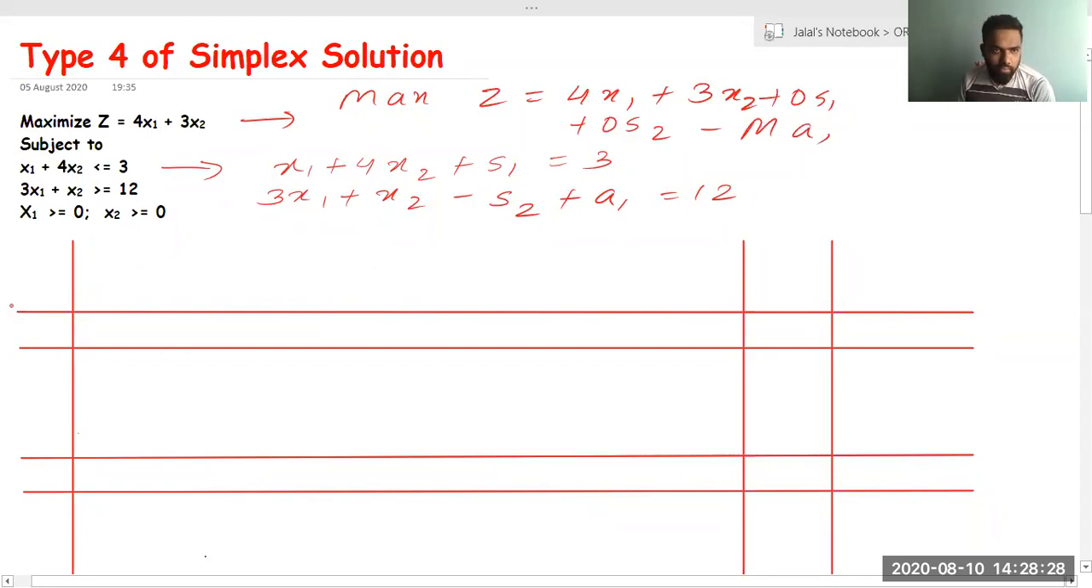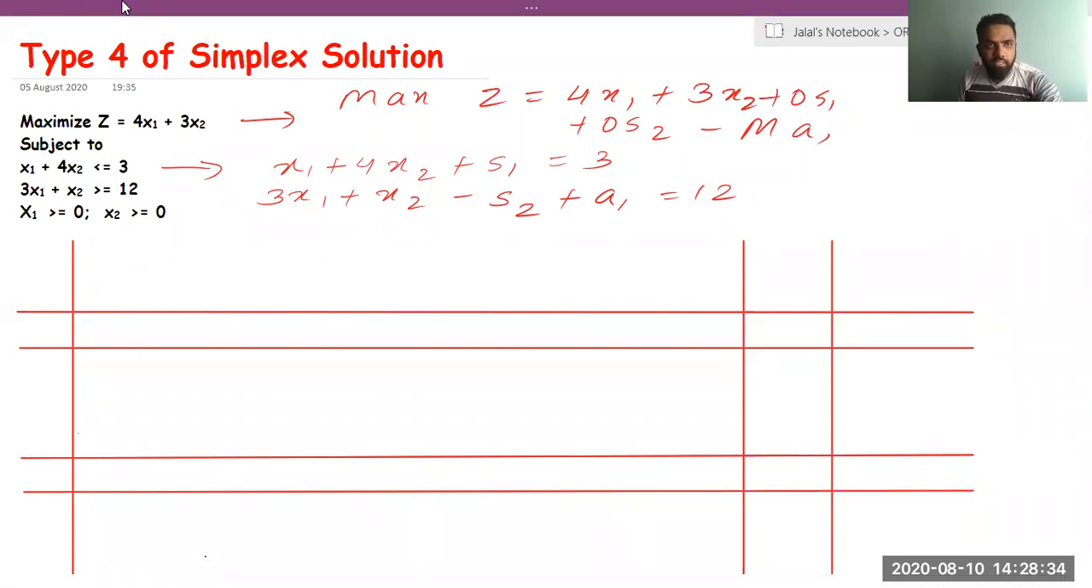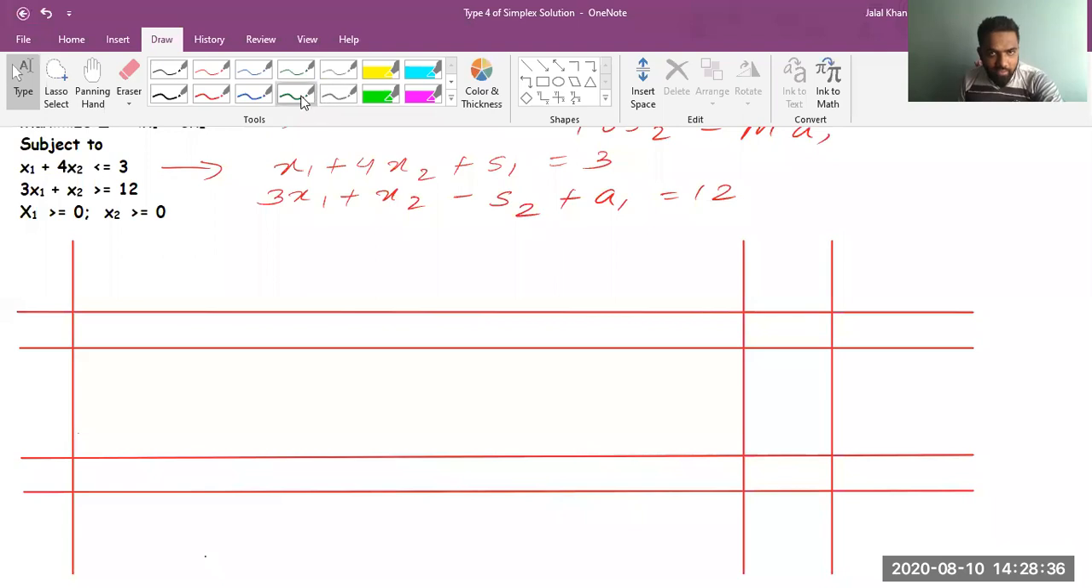Now there is a special case that I want to explain to you. I'll just change the color first. Wasim is always asking, sir, change the color. So I am doing it for you, Wasim.